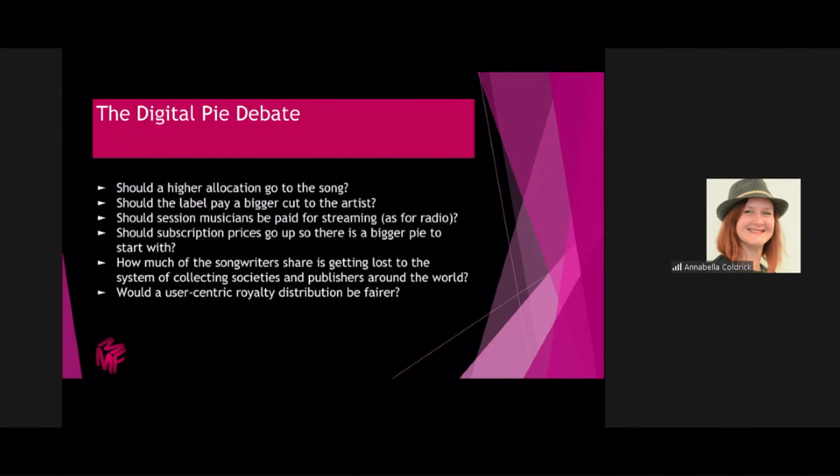But this push-pull thing is really interesting. So we had a debate around what they call the digital pie debate. Should more money go to the song? So certainly in the UK, and I'm pretty sure elsewhere in Europe, the songwriters and the publishers would argue that too little money is going to the song. There's actually a higher proportion of revenue share going to the song via streaming, so somewhere around 15%.